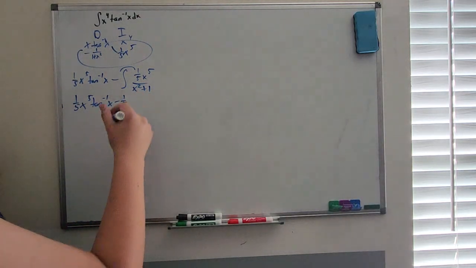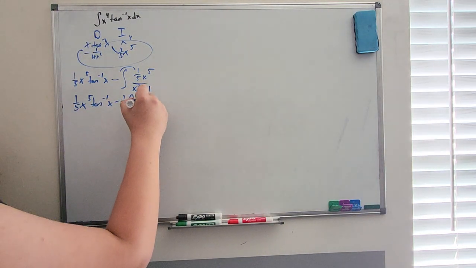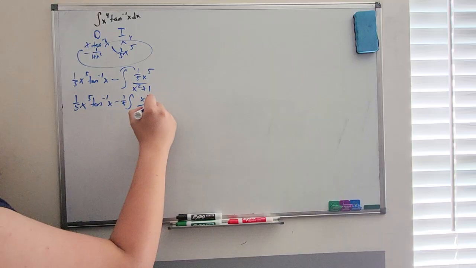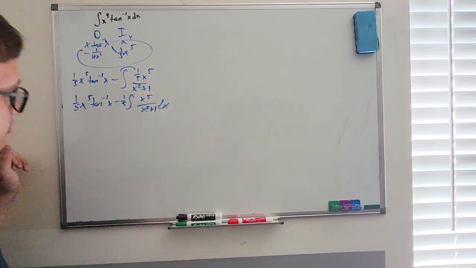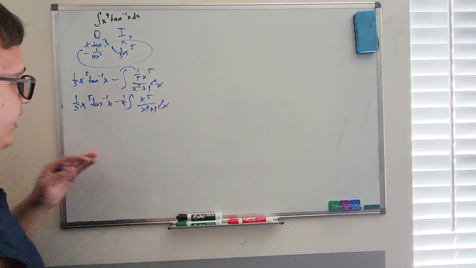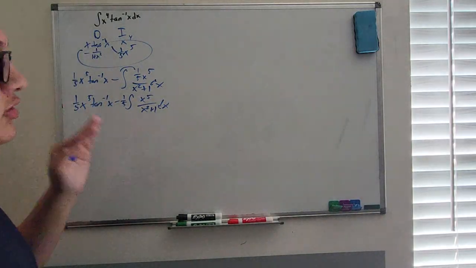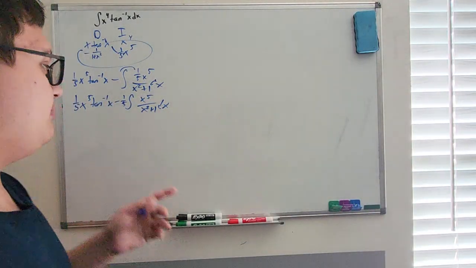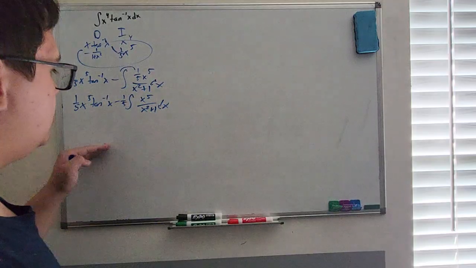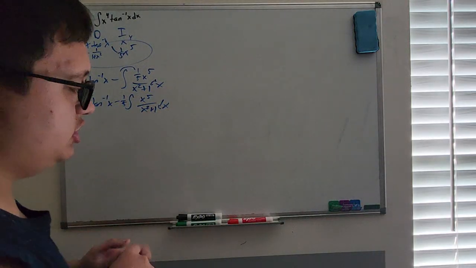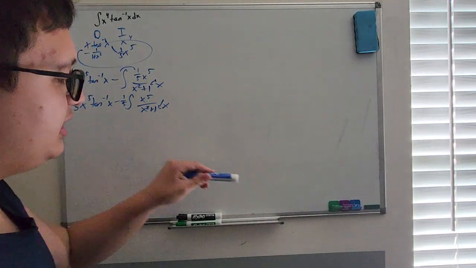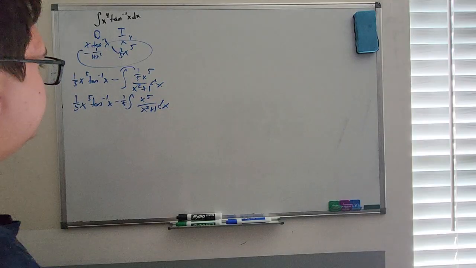So 1/5, right? And now we have a problem: x to the fifth over x squared plus 1. We know that the power on top is bigger than the power on the bottom. So what we can do is partial fraction decomposition, using long division, which is very lucky because we don't have to do all that A, B plus C stuff.